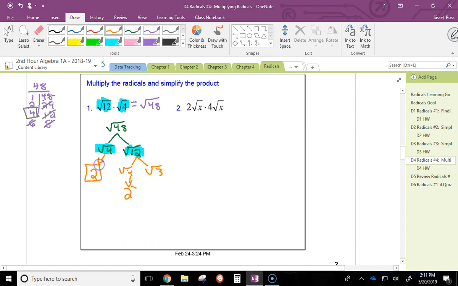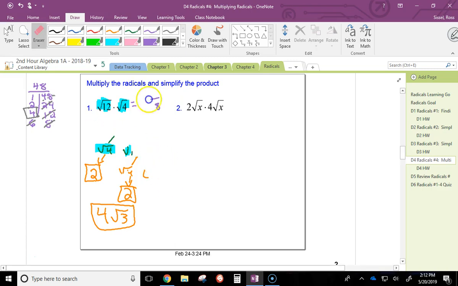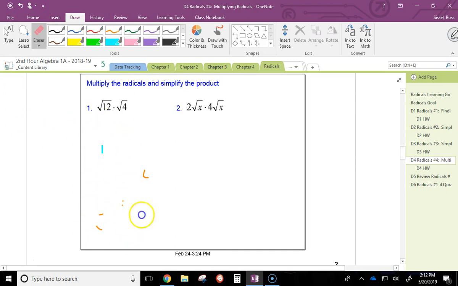I'm going to circle the ones I have simplified. And 2 times 2 is 4 times the square root of 3. So when I did the square root of 12 times the square root of 4, I'm going to get 4 times the square root of 3. Now, I'm going to erase all this, and I'm going to show you why. This is how I feel is an easier setup. I just showed that longer way because it's longer and harder, but if you follow the rules of math, you can do it that way.